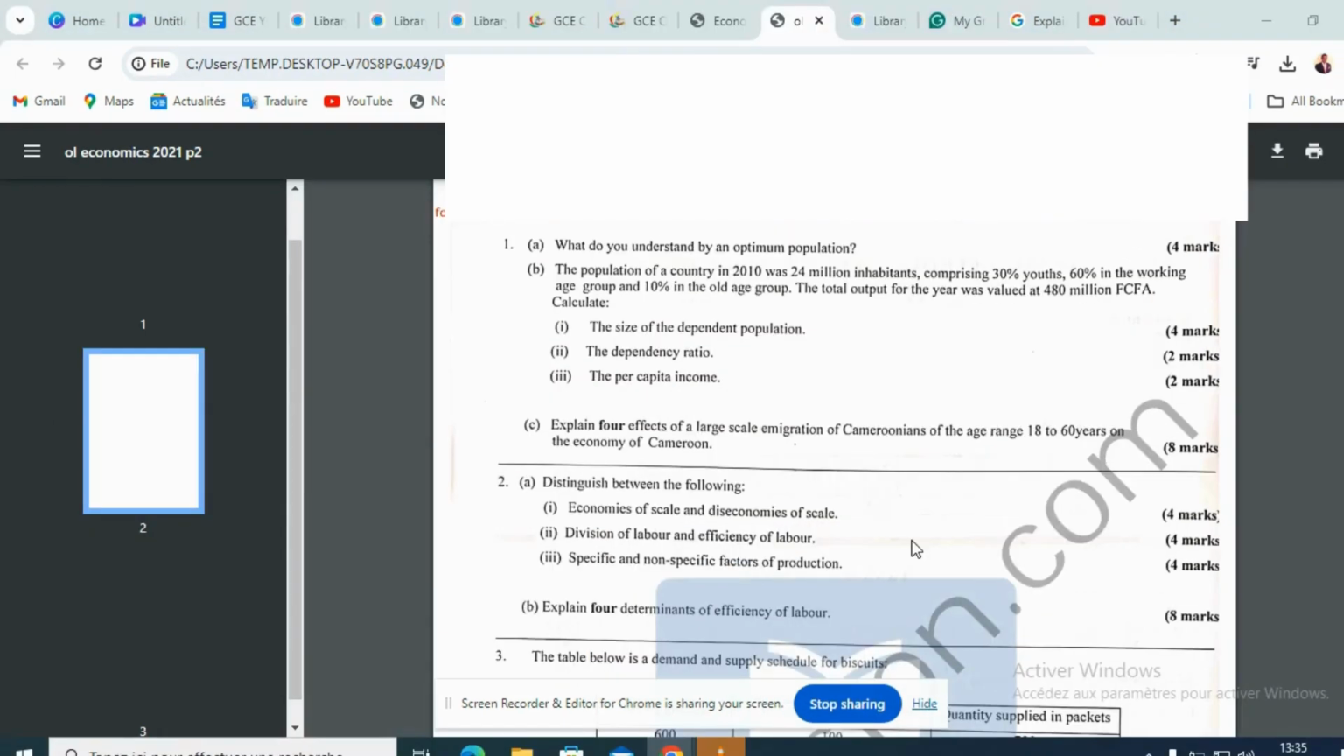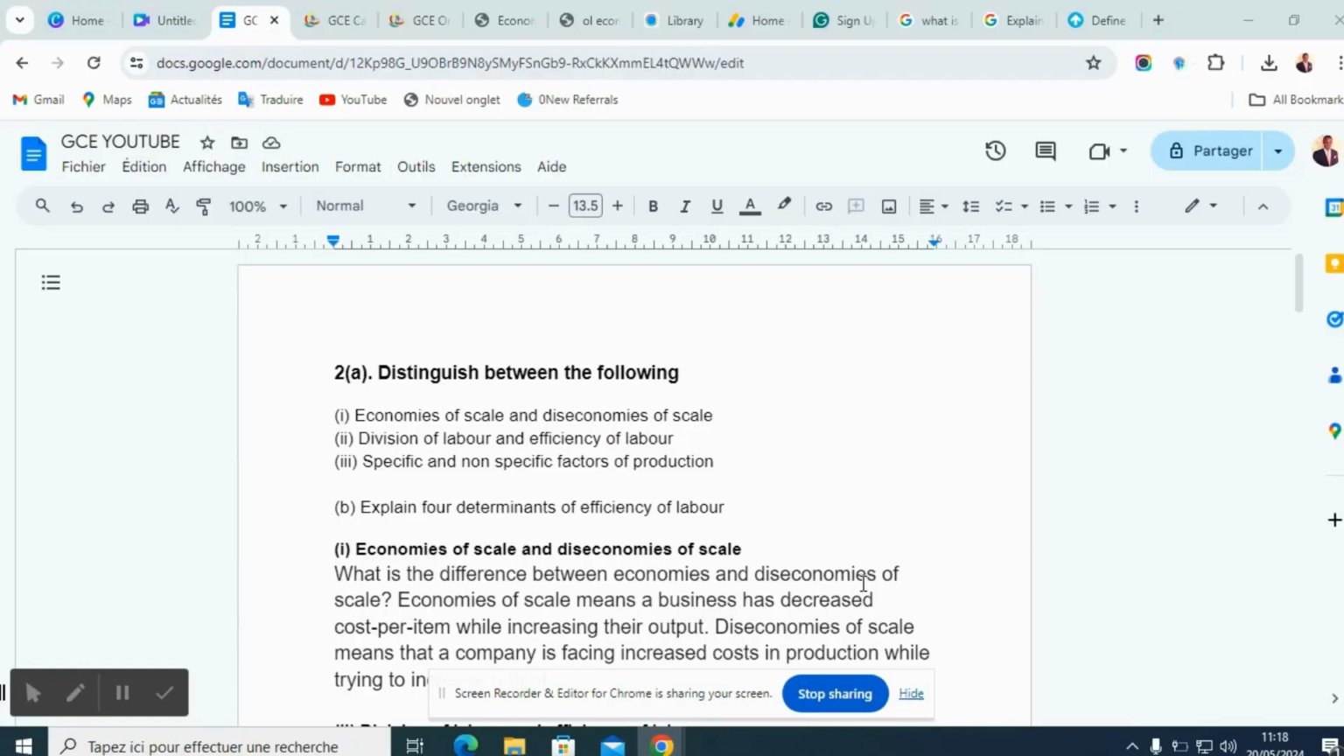So we're going to say, distinguish between the following: economies of scale and diseconomies of scale, division of labor and efficiency of labor, specific and non-specific factors of production. Explain four determinants of efficiency of labor. Let's answer this.